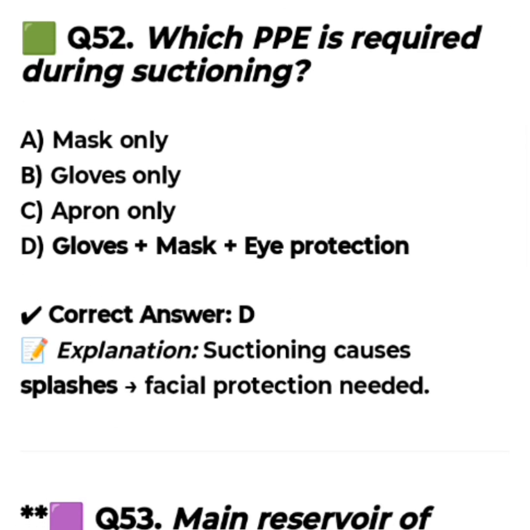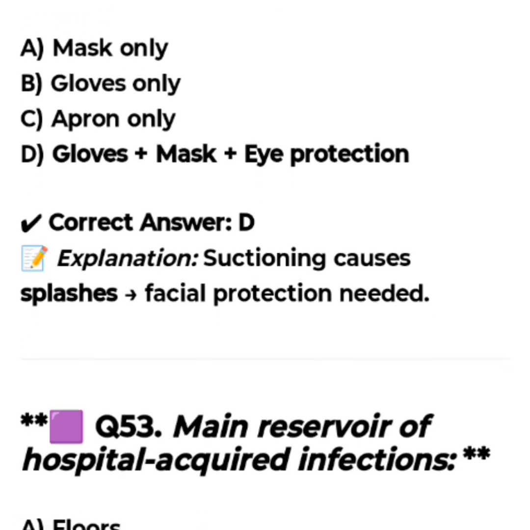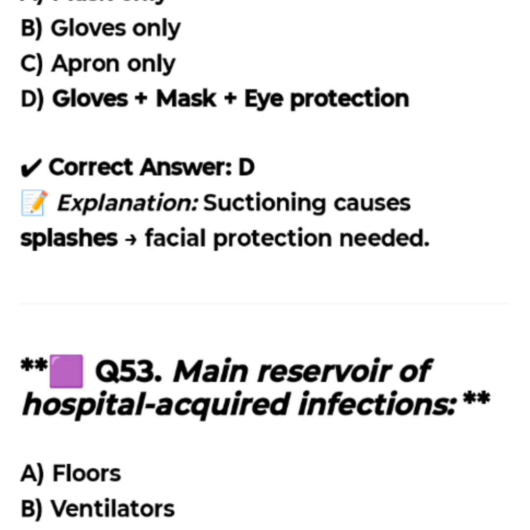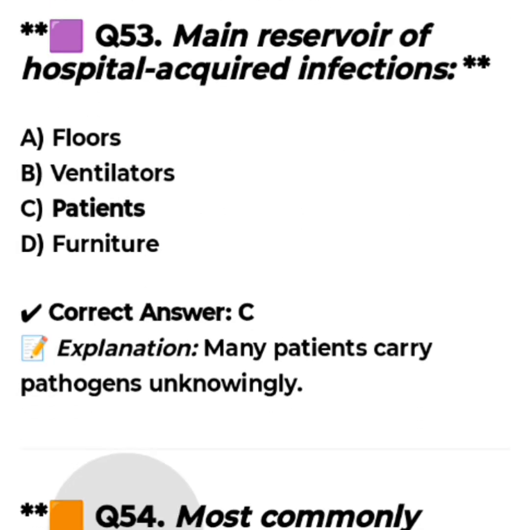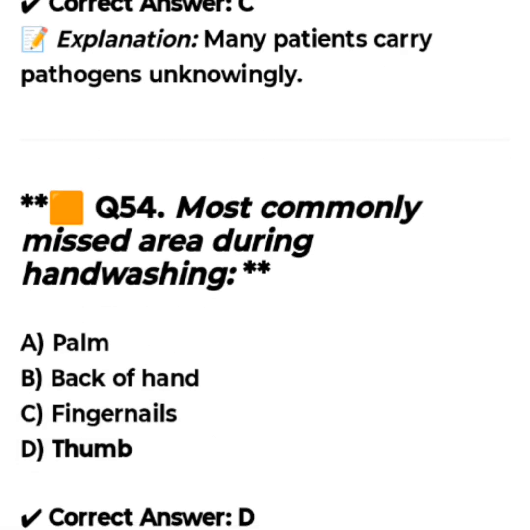Which PPE is required during suctioning? The correct answer is option D, glove plus mask plus eye protection. Suctioning causes splashes, so face protection is needed. Main reservoir of hospital acquired infections. The correct answer is option C, patient. Many patients carry pathogens unknowingly.